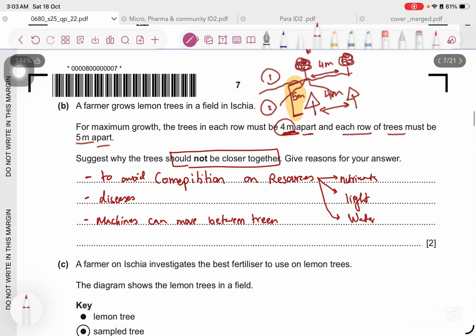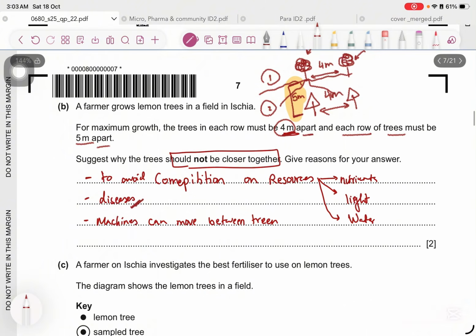And that's to avoid the competition on resources such as nutrients, water, light, and to prevent diseases. If one catches a disease, the others don't get it soon, and the machines can move between them for harvesting, for sprinkling water, for sprinkling fertilizers, whatever reason they have, the machines can move here. Okay, that's a machine.